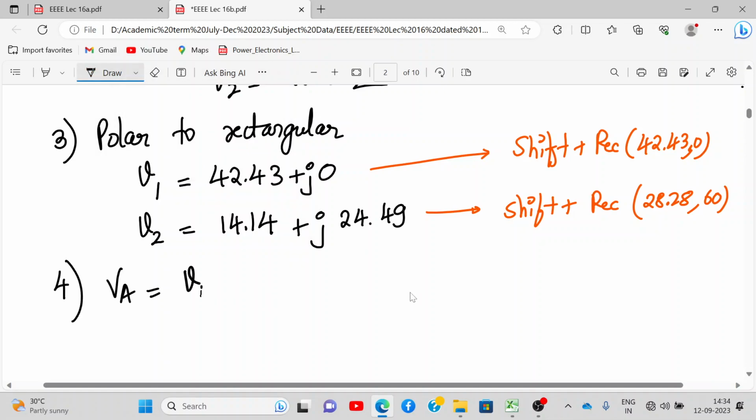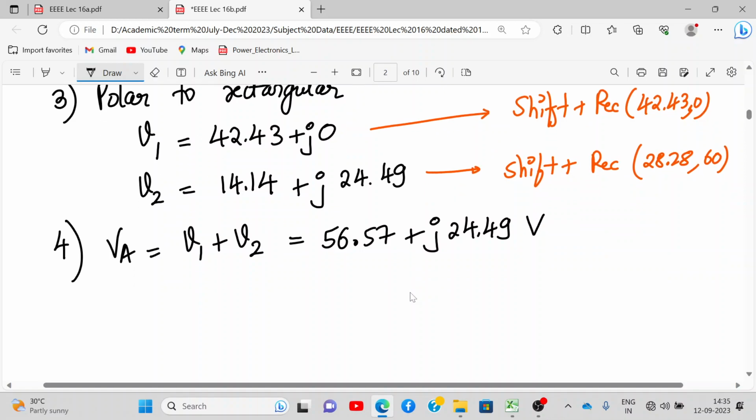So now write down step 4. VA is V1 plus V2. Now add them together. How much will it be? 56.57 plus j24.49 volt. Okay. So first we will complete the analysis for VA. So this is now in which form? Rectangular. We need to convert back to polar form.